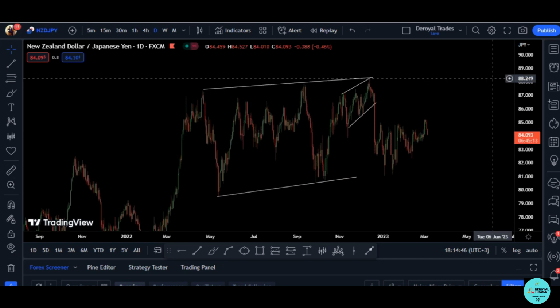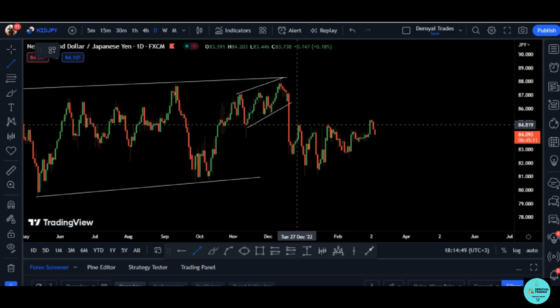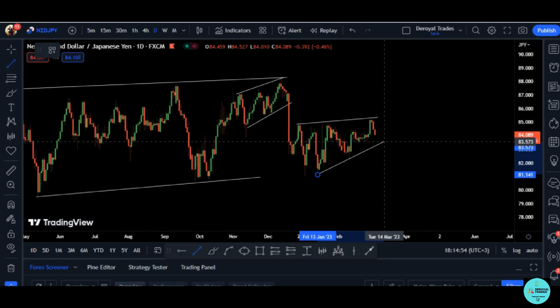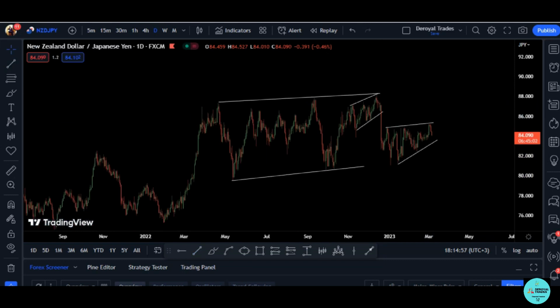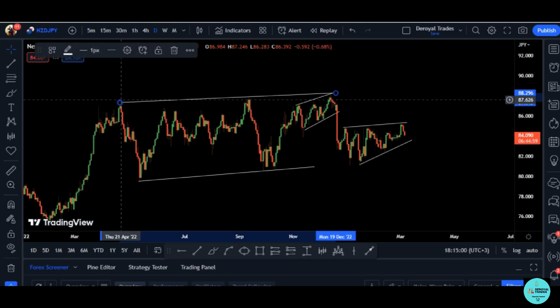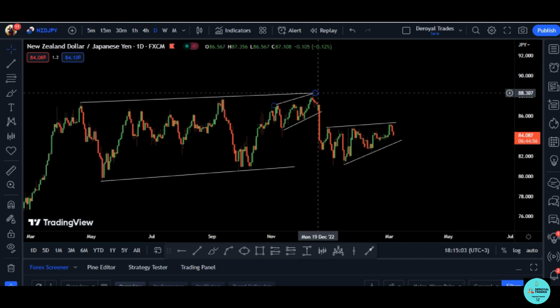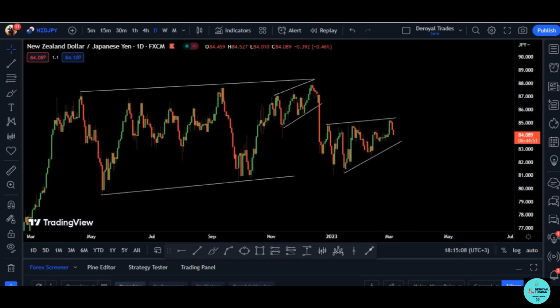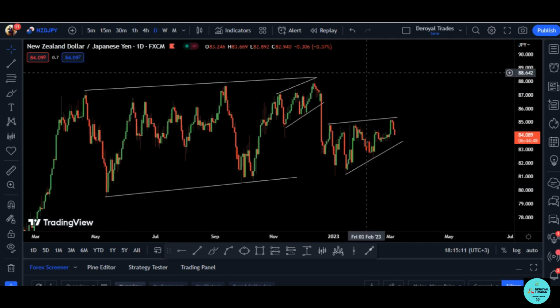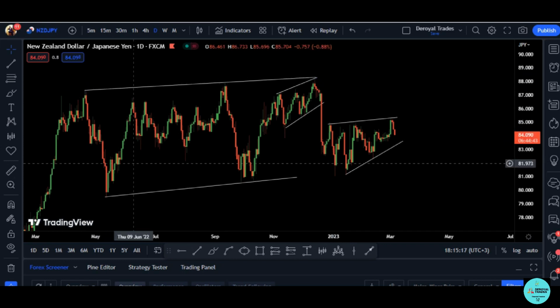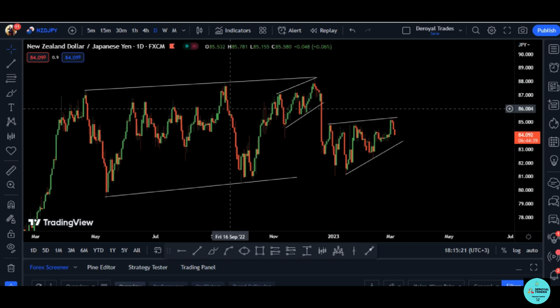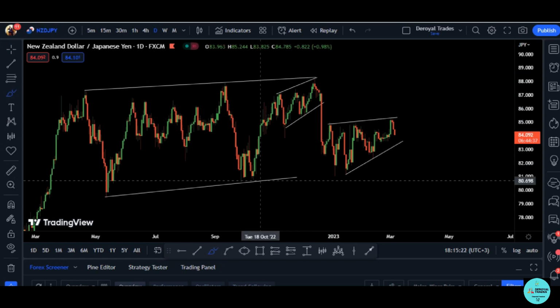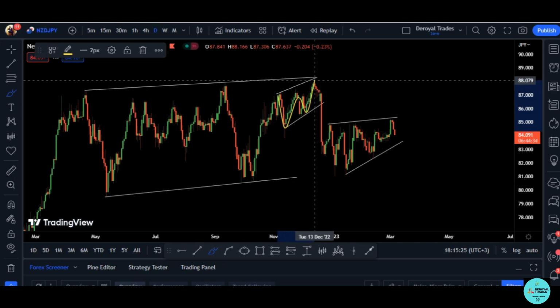I'm expecting this pair, guys, to be the same as JPY JPY. Their structures are the same, guys, even though they have a positive correlation, so that means they go in the same direction. If you look here, guys, when NZD JPY created this large channel, it's called an ascending channel, we can see another ascending channel formed here, and then an impulse happened.